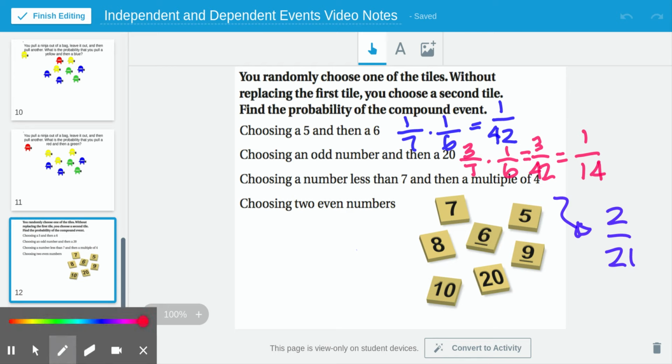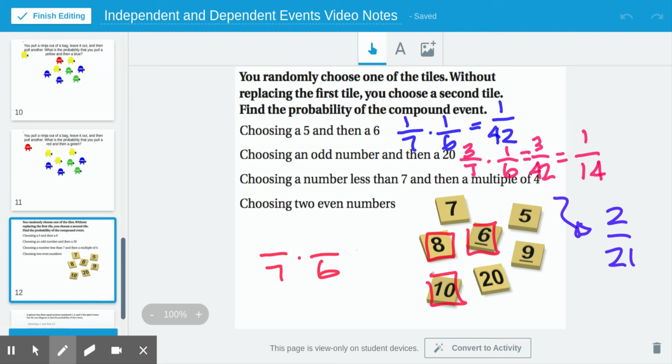All right, the probability, set it up starting the same way. 7 tiles the first time, 6 tiles the second time. So even numbers would be 8, 6, 10, and 20. So the first time that we reach into the bag here, the probability would be 4 out of 7. You take one out, doesn't even matter which one, but the important part is that there are 3 left. And so you'd have the probabilities 4/7 times 3/6 multiplied together.